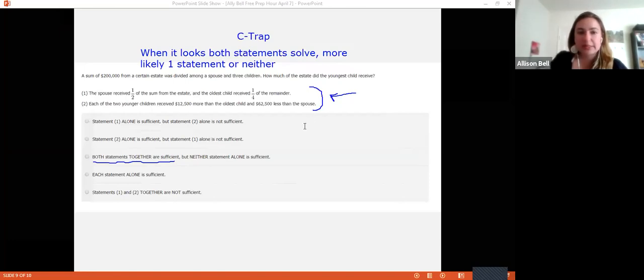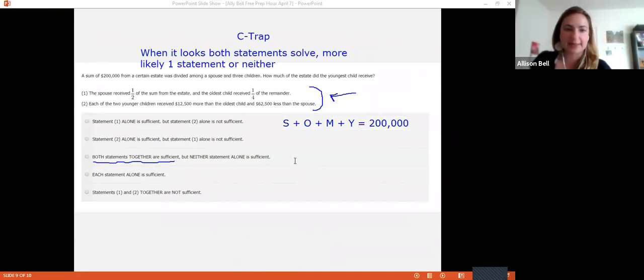This problem is an algebraic translation problem where you need to create an equation out of the information that you've been given. So if you start off with saying, okay, the spouse plus, let's just say there's an oldest and a middle and a youngest child together are going to receive $200,000. That word sum helps me know I need to add these up. So let me take a look at the information I'm being given by each statement.